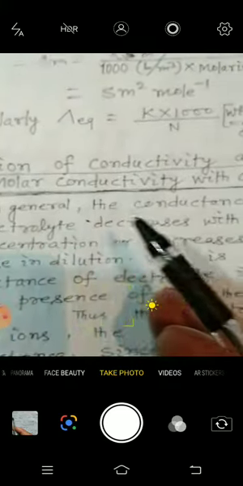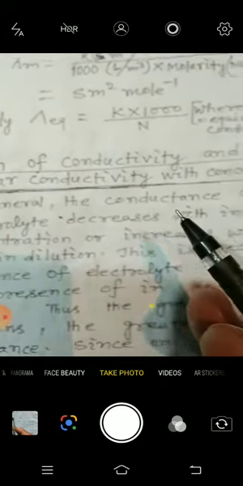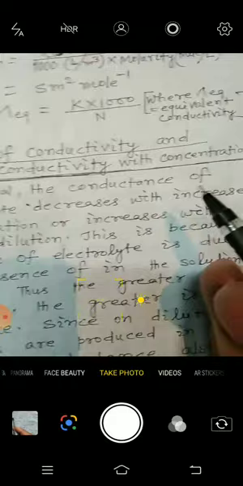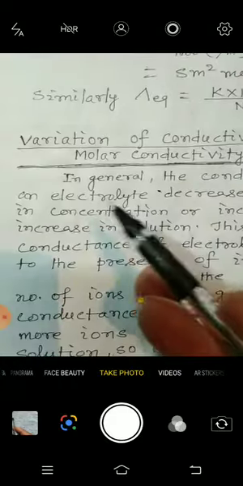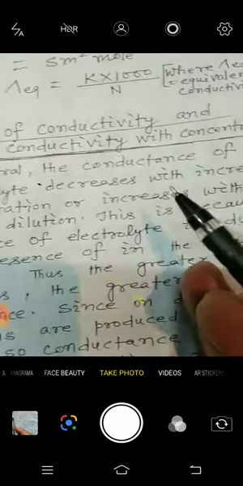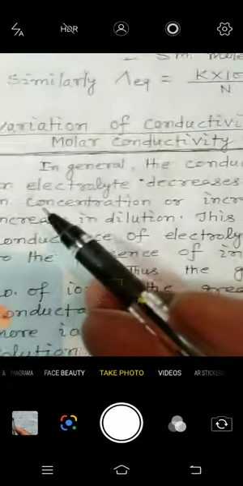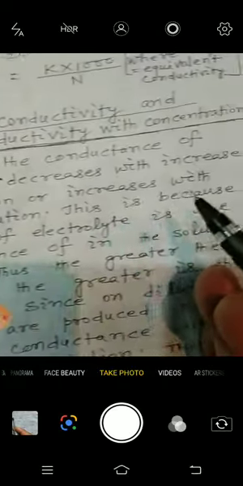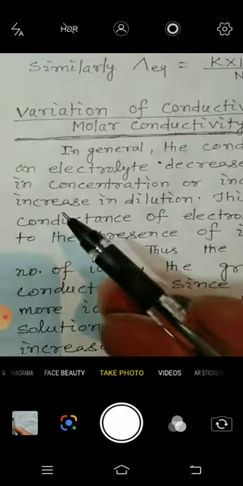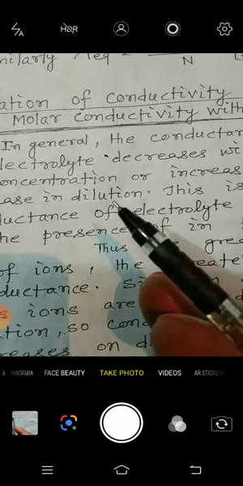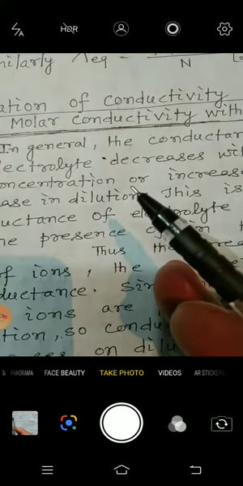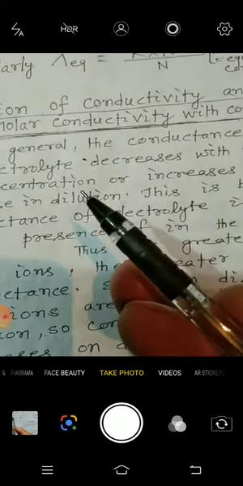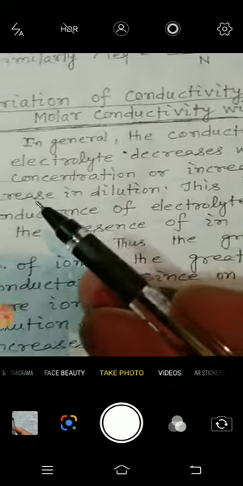In general, the conductance of an electrolyte decreases with increase in concentration, or increases with increase in dilution. So when concentration increases, the conductance decreases, and when concentration decreases, the conductance increases.